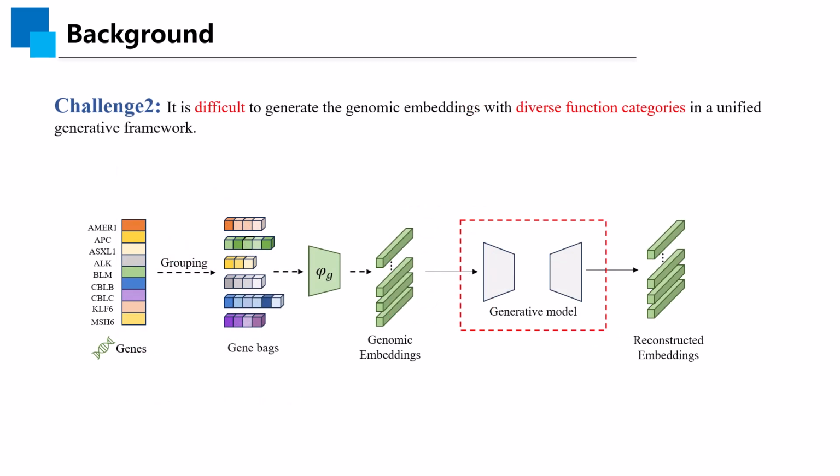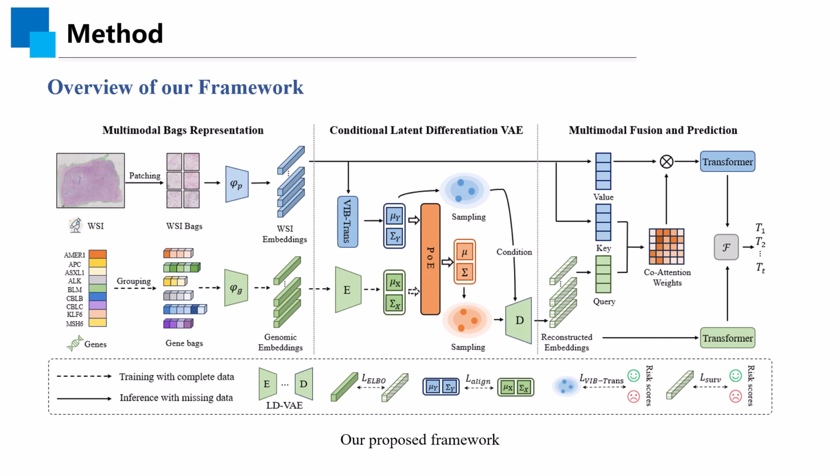The second challenge is how we can generate genomic embeddings with diverse functional categories. Since different genes usually have diverse biological functional impact, it is difficult to address such differences for the generation of genomic embeddings in a unified generative framework. To address the above challenges, we present a conditional latent differentiation variational autoencoder, LD-CVAE, that can reconstruct the genomic embeddings with diverse biological functions from WSIs for robust multimodal survival prediction, even with the missing genomic data.